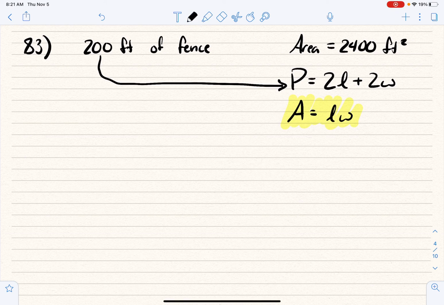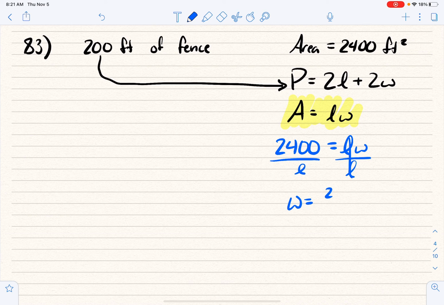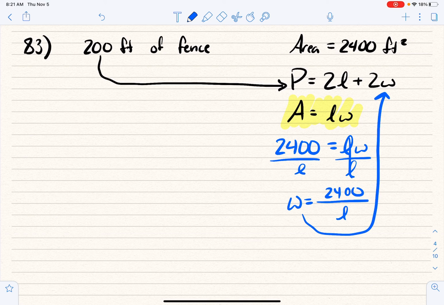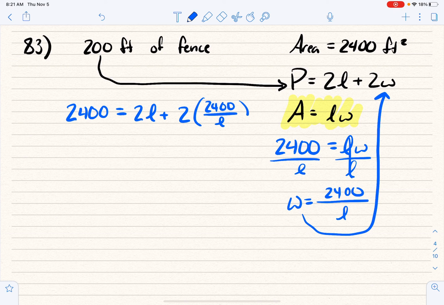And so what I'm going to do is say, well, I know the area is 2,400, and that is the length times the width. Then what I can do is just divide both sides by one of those variables. I'm going to divide both sides by length. And that means the width is equal to 2,400 divided by the length. If I do this, I can take this value and plug it in for the width. And I could say, well, the perimeter, which is 200, is equal to 2 of the lengths plus 2 of the width. And the width we're saying is 2,400 divided by length.